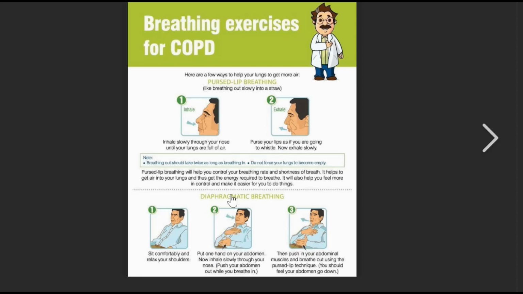What is diaphragmatic breathing? In diaphragmatic breathing, tell the patient to relax comfortably, either sit down or lie down. Place one hand over the chest and the other over the abdomen. Tell the patient to breathe in, and when the patient breathes in, the hand on the abdomen should rise, and tell the patient to exhale through pursed lips. And when the patient exhales, the hand on the abdomen should go down. This is diaphragmatic breathing. It helps to strengthen the diaphragm and decreases the work of breathing.